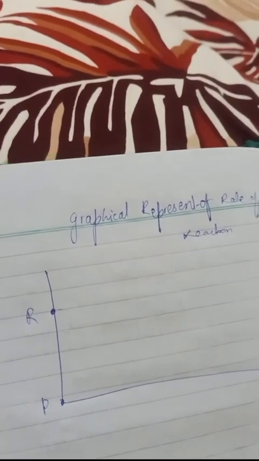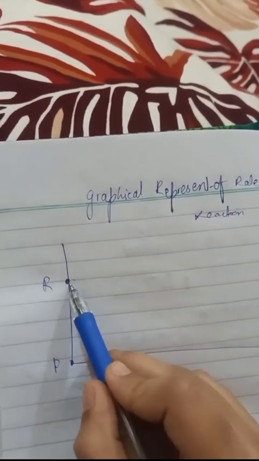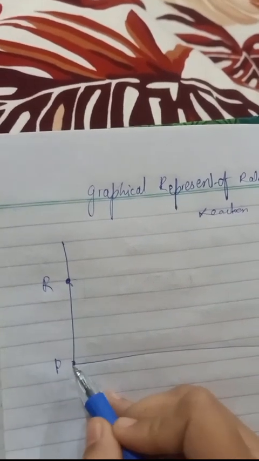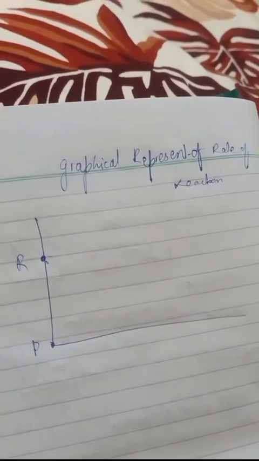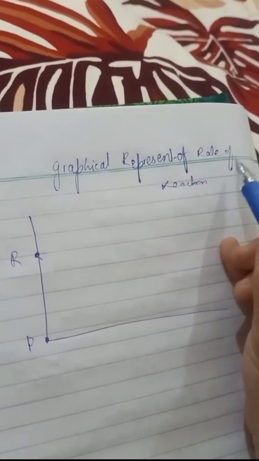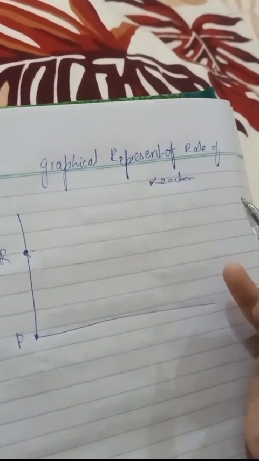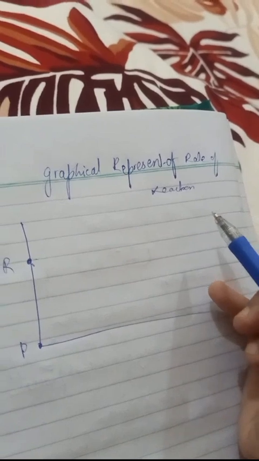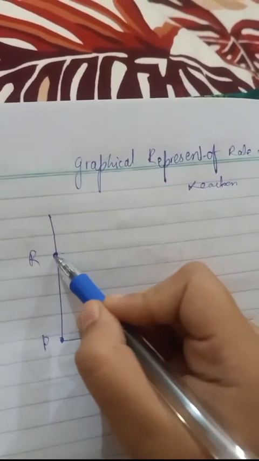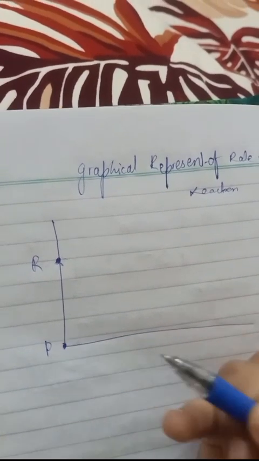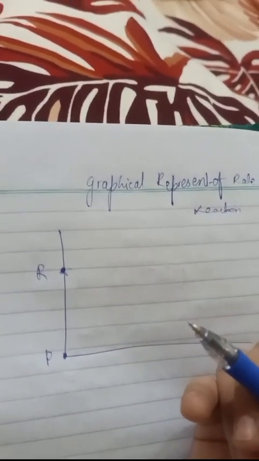So in this video we're going to discuss the graphical representation of the rate of reaction. Here we have the rate, a reactant and the product. In the very starting, the rate of reaction means the change in concentration with respect to time. In the very starting of the chemical reaction, we have more reactant and less product, as you all know.